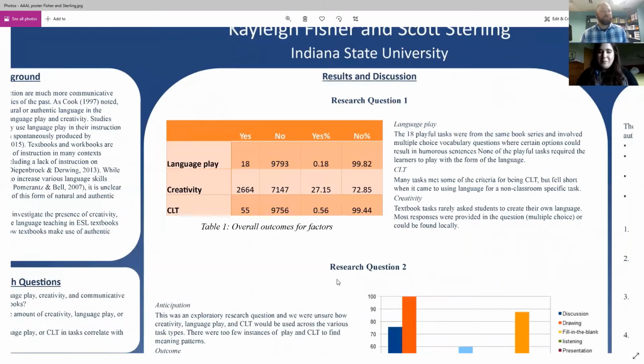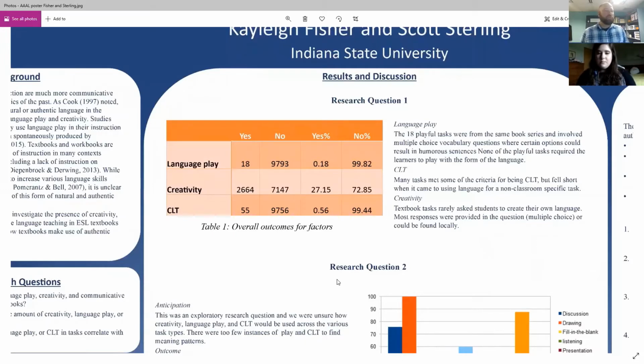Let's look back at each of our research questions and come to some conclusions from them. Again, this is a very exploratory research project for us, because we weren't really sure how much creativity, language play, or CLT would be included in any of these textbooks. I think initially we didn't think the answer would be very much, and we were actually surprised by how little there was in the end.